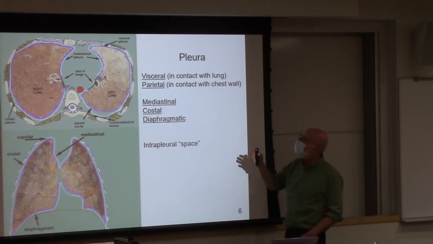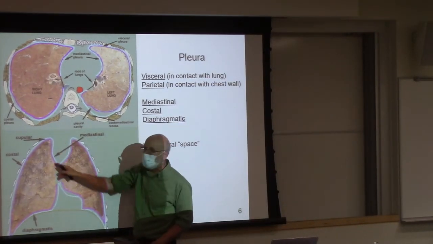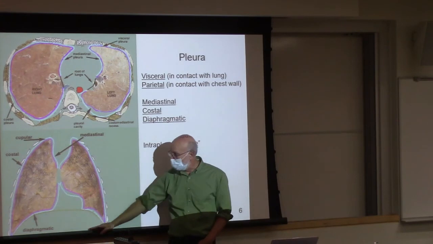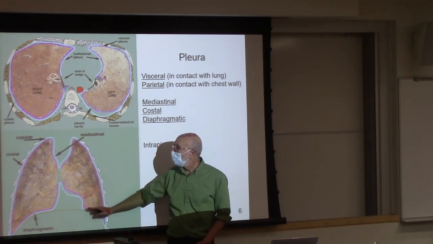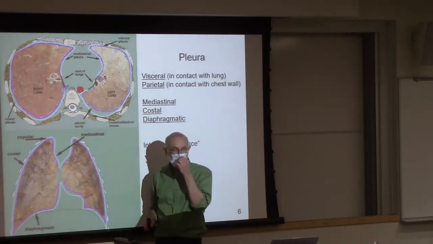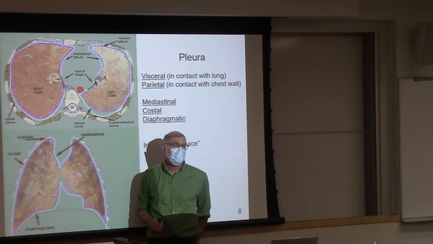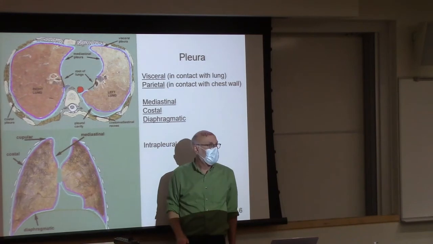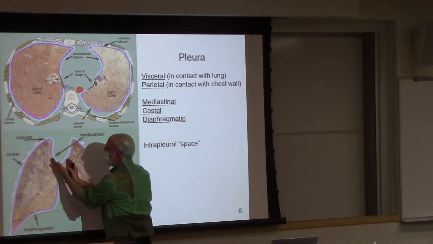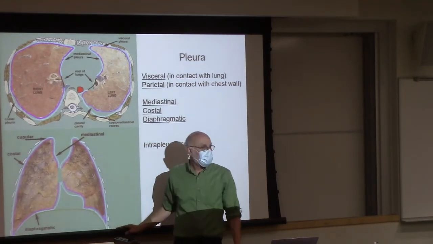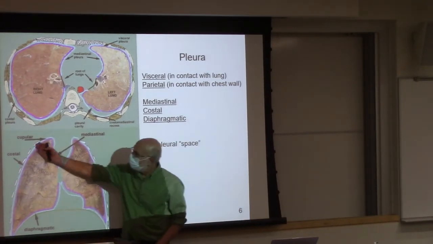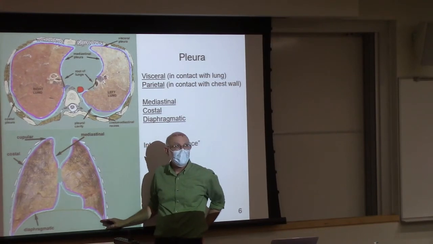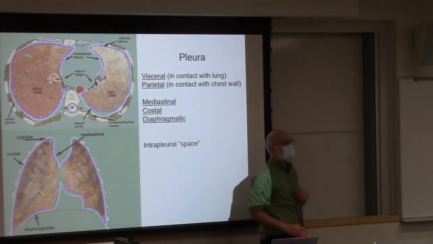The pleura has different areas. There's the mediastinal area of the pleura, the diaphragmatic surface, because this is where the diaphragm is, and the costal surface. These are all anatomical terms that I could test you on. Costal, just because it's contacting the ribs. Diaphragmatic, because it's contacting the diaphragm. Mediastinal, because it's contacting the mediastinum.